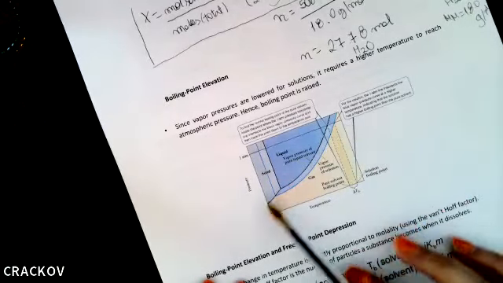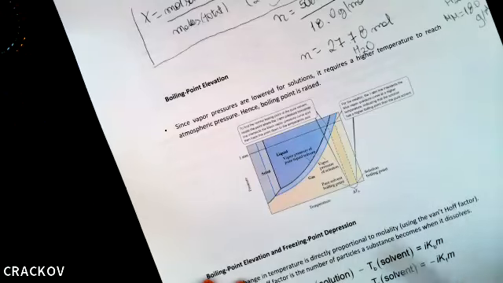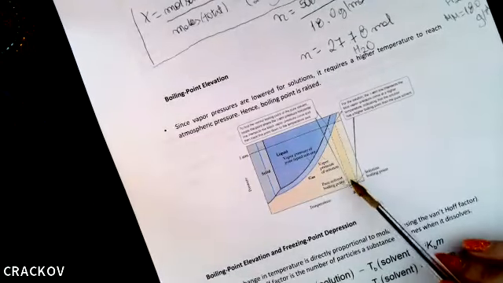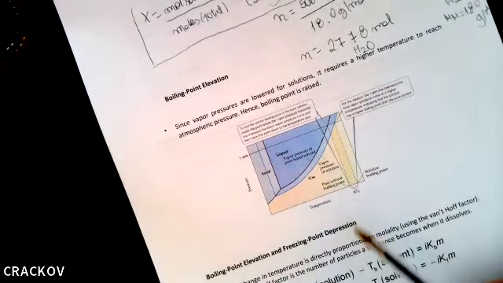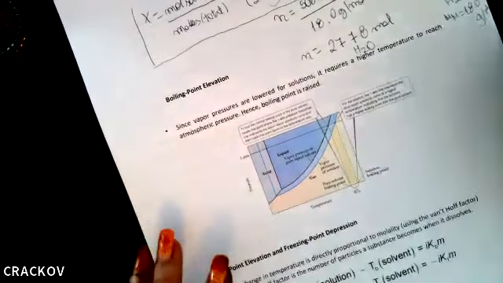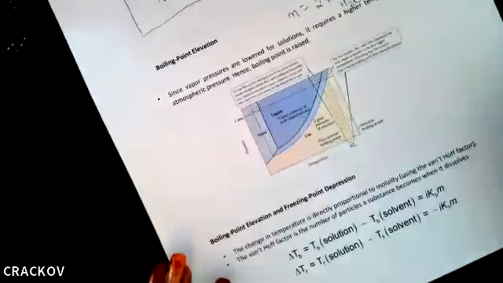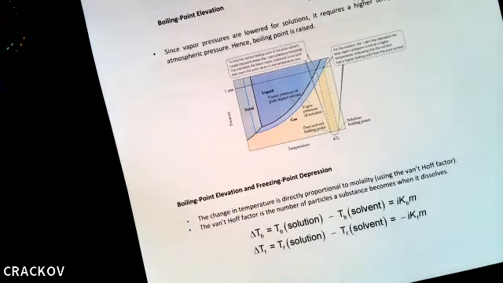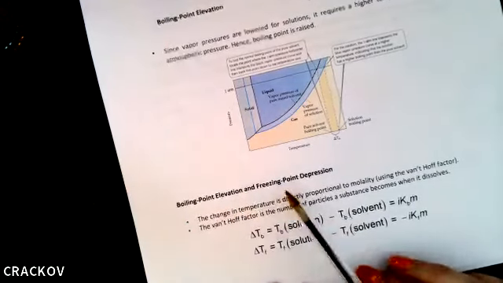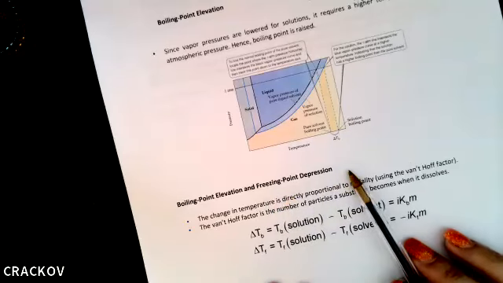So we have the boiling point for the pure solvent, and if you add the solute, you have a higher boiling point for the new mixture, for the solution. These formulas here show how you can predict what will be the new boiling point, the new freezing point. So boiling point elevation and freezing point depression.